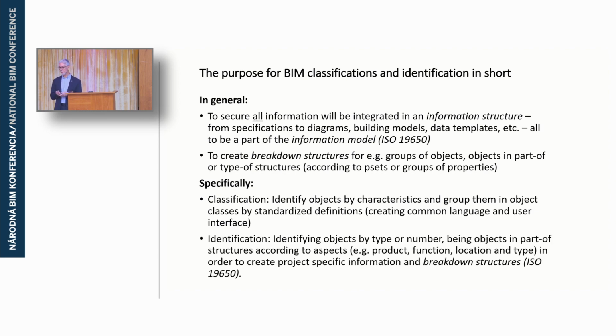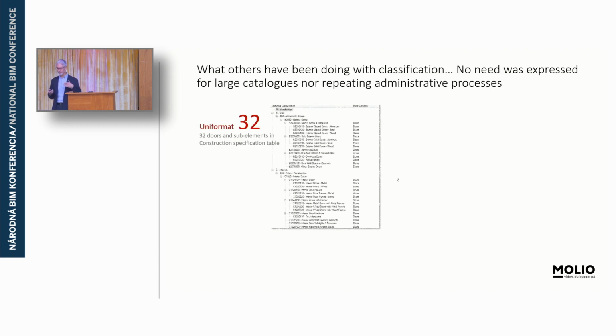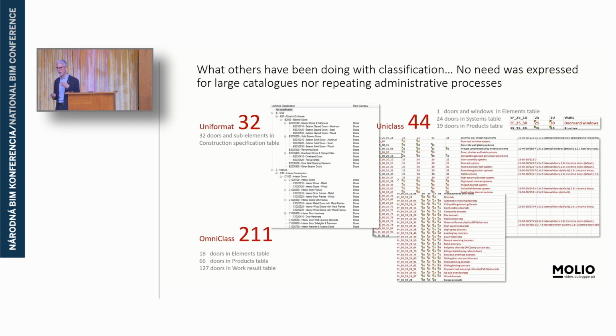And identification, that's everything about, and very often classification is used for that purpose. And that's very difficult because classification itself actually is not very clear for identification. It's something about referencing objects being part of a structure, being a sequence number, or having a specific functionality in the building, like being the product, or having a function, or being at a certain location, or being a certain type.